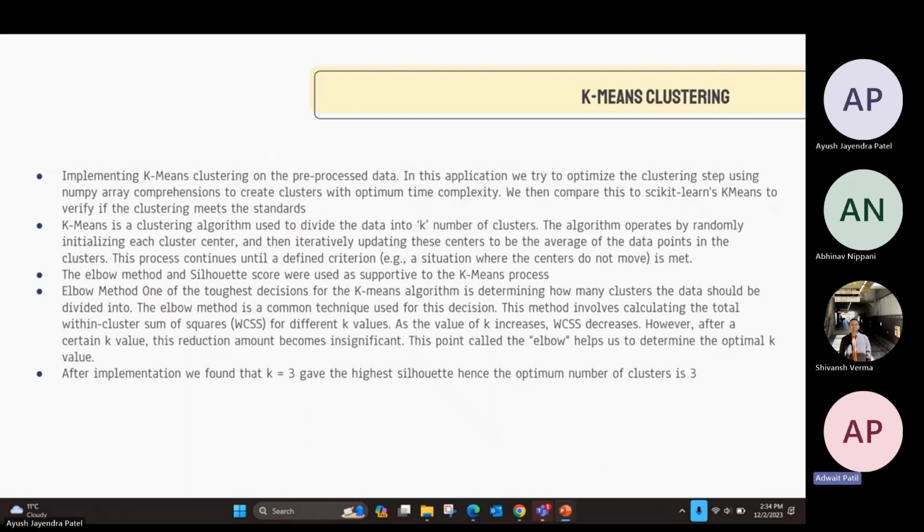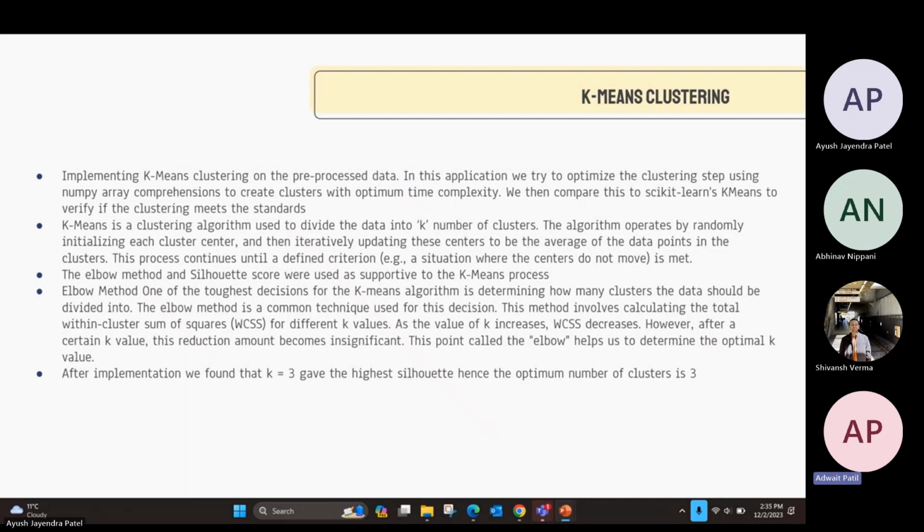Okay, so starting with the first algorithm that we implemented, k-means clustering. For applying k-means clustering, we first had to pre-process the data, as I explained, because the data was highly skewed and had only one good data point. In this application, we tried to optimize clustering by applying various distances to find clusters better and with optimum time complexity. K-means has a time complexity of O(n^2). We tried to get it close to O(n) by applying different NumPy array implementations.